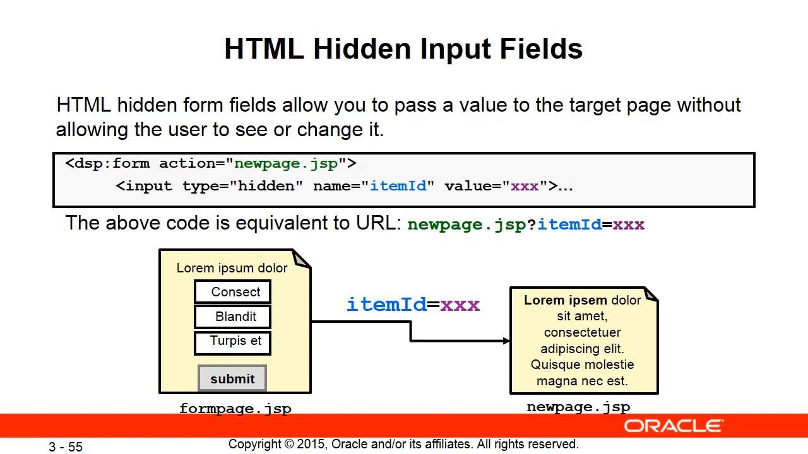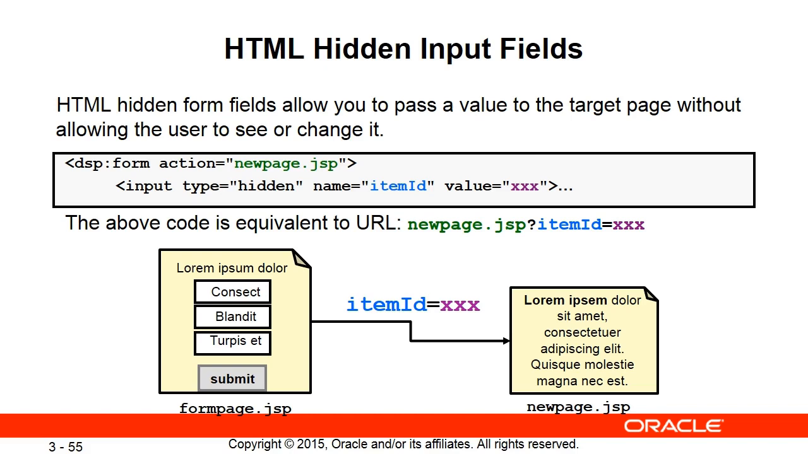So how does this work with HTML and hidden input fields? Let's cover that here. HTML hidden form fields allow you to pass a value to the target page without allowing the user to enter it or to even see it. And here we have an example of JSP using a hidden field. The above code is equivalent to the URL newpage.jsp?itemId=some value.